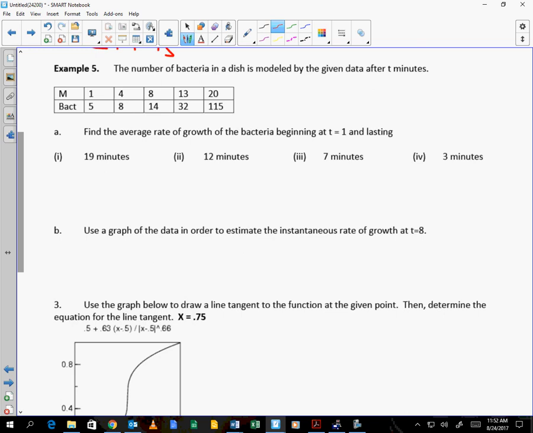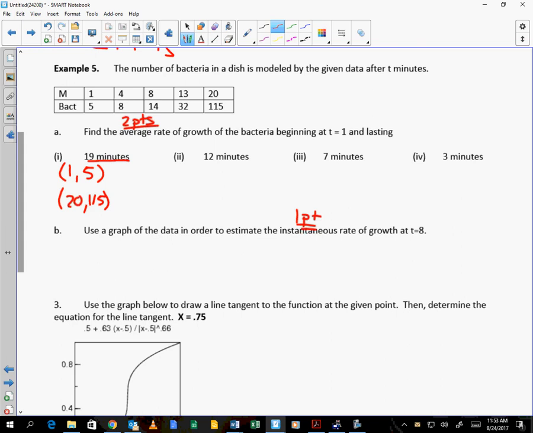It says find the average rate of growth of the bacteria at time 1 and lasting 19 minutes. So at time 1, how many bacteria are there? 5. 19 minutes later, what time is it? It's 20. How many bacteria are there now? 115. So average means I use 2 points. 2 points. Instantaneous is 1 point. That's part of what makes calculus challenging. You have to start to understand the language. And average and instantaneous is crucial that you would understand those pieces.